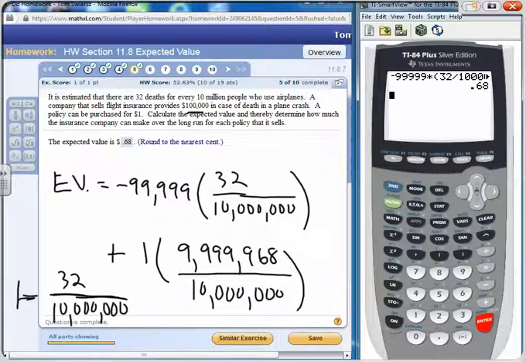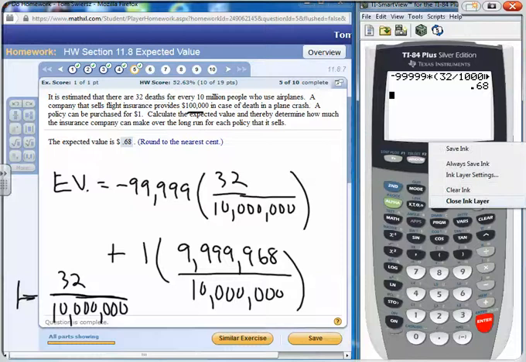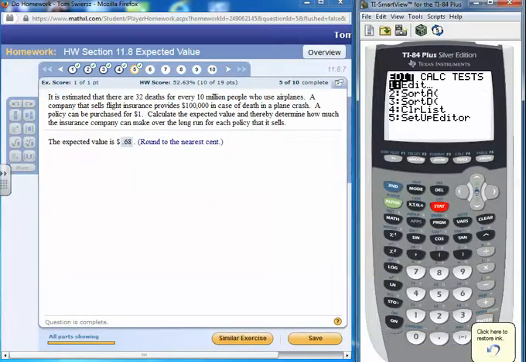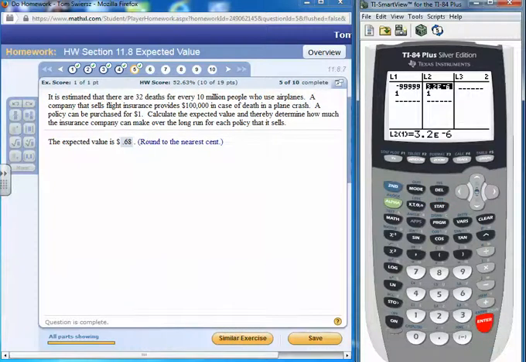So you can either do it with your stat functions, put it in your list, or you can go ahead and do it with the calculator, just multiplying. Again, we went to Stat, and then we hit enter. And again, in L1 was negative $99,999, the loss, and $1, the gain. And then the 3.2 times 10 to the negative 6 is 32 over 10 million. And then this is the 9,999,968 over 10 million, the probability of winning.